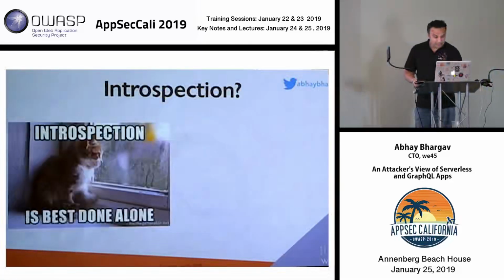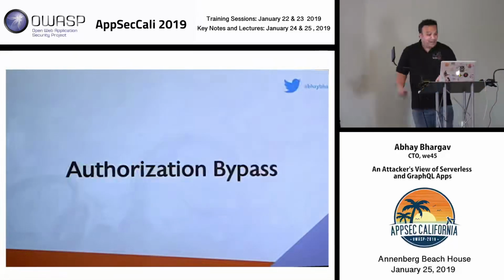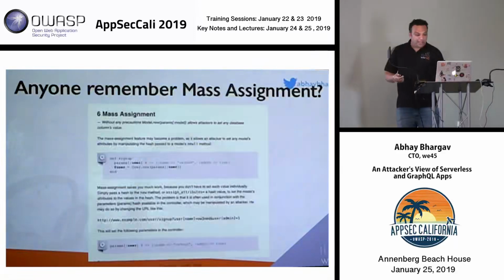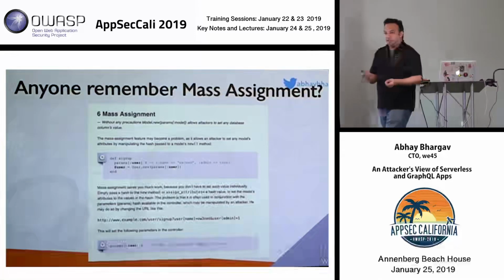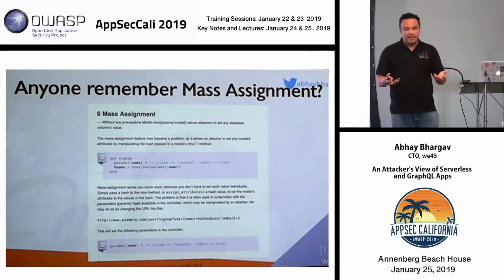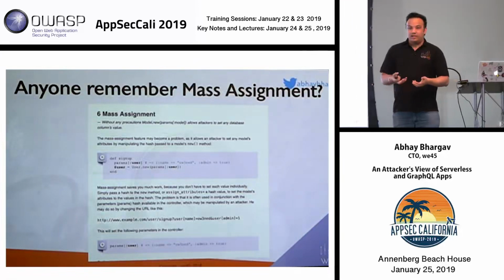So again, I'm going to move forward. Not this introspection, of course. We are talking about this introspection. Authorization bypass. With GraphQL, I think we're going to see a lot of mass assignment, right? Now, this is a vulnerability that I don't know when it dates back to; I think 2013 is when we saw a lot of mass assignment in Ruby, right?